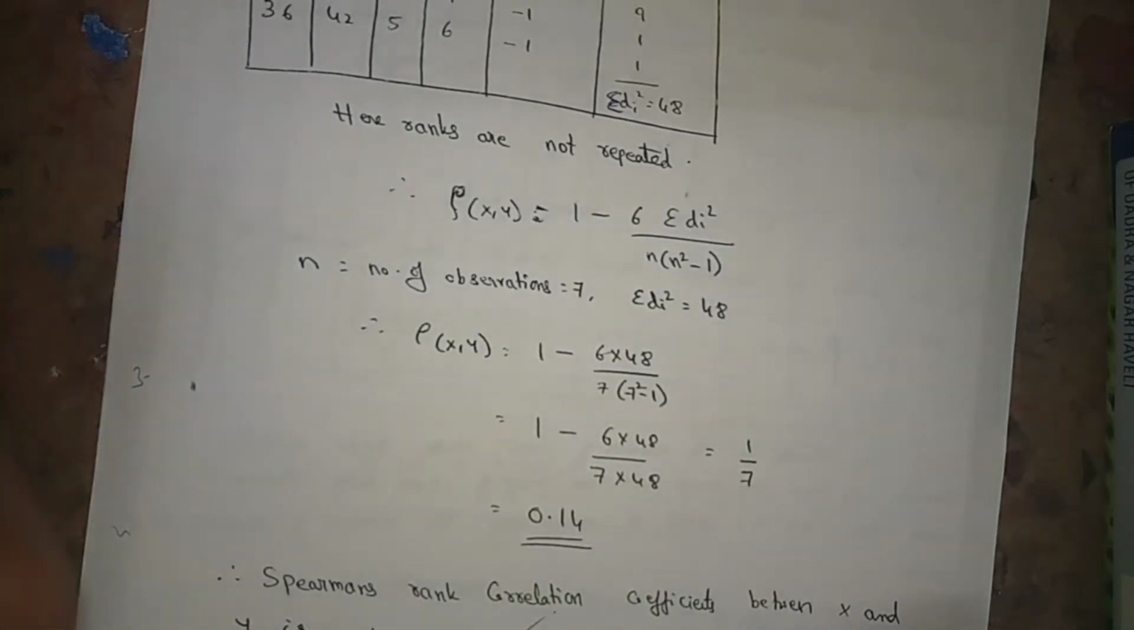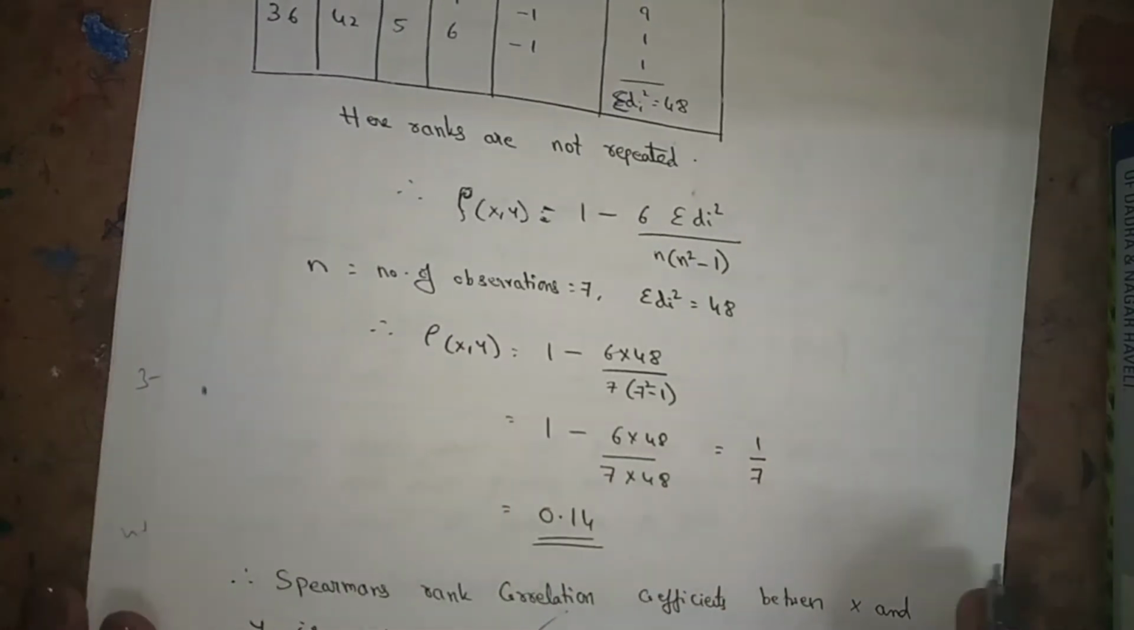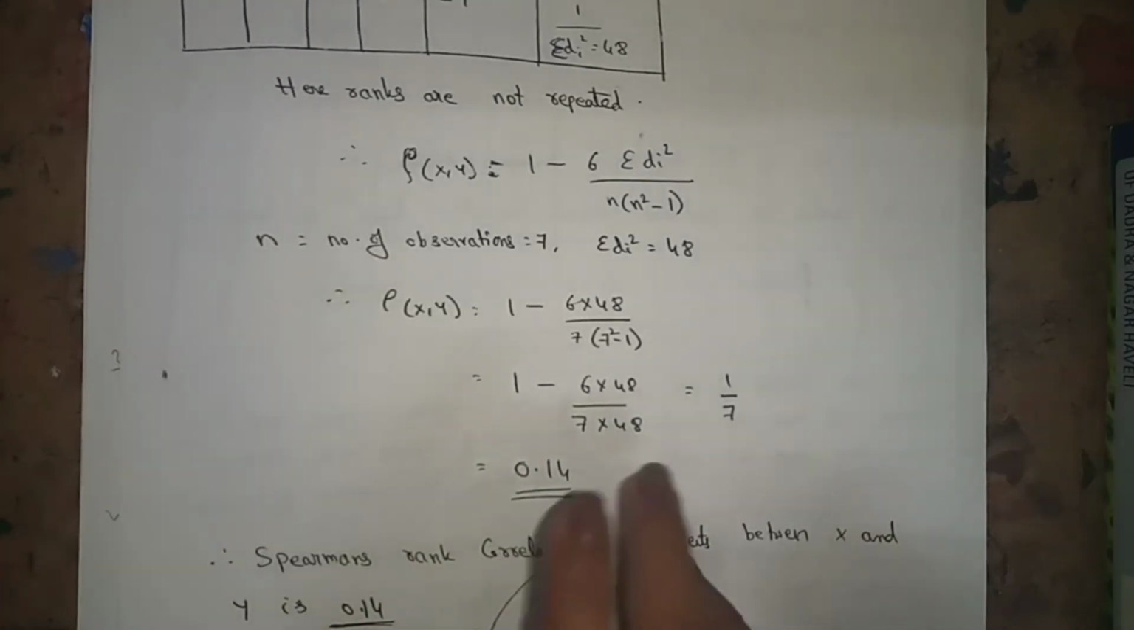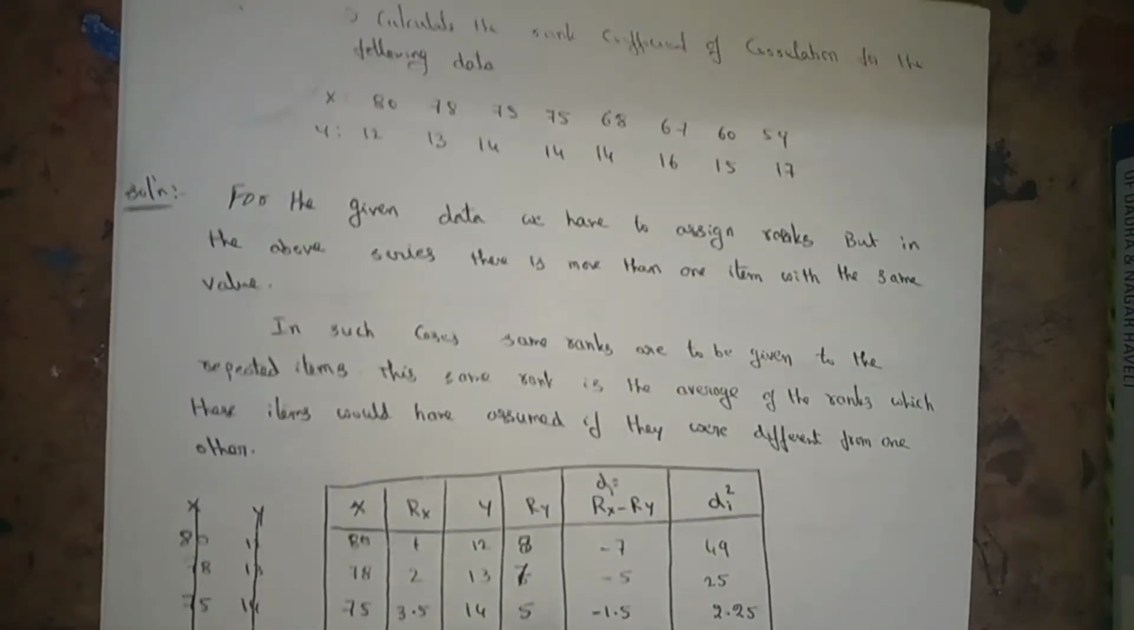If the ranks are distinct, if the ranks are not repeated, then we have to use this formula. Like this you have to do. Now, the repeated ranks case, we will see in the next one.